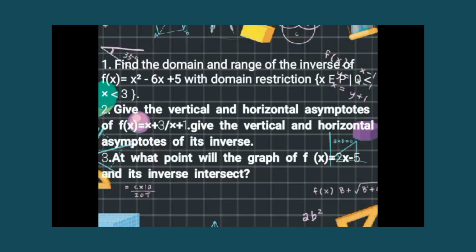Number 2. Give the vertical and horizontal asymptotes of f of x equals (x plus 3) over (x plus 1). Give the vertical and horizontal asymptotes of its inverse. Number 3. At what point will the graph of f of x equals 2x minus 5 and its inverse intersect?